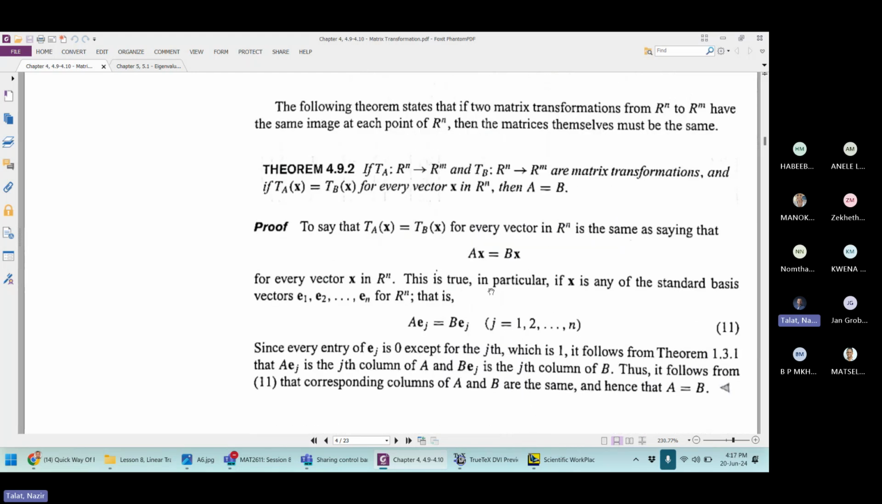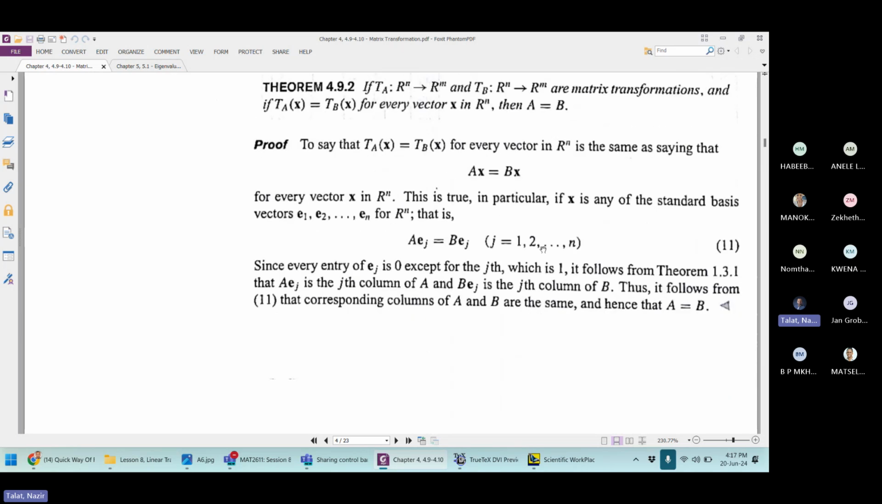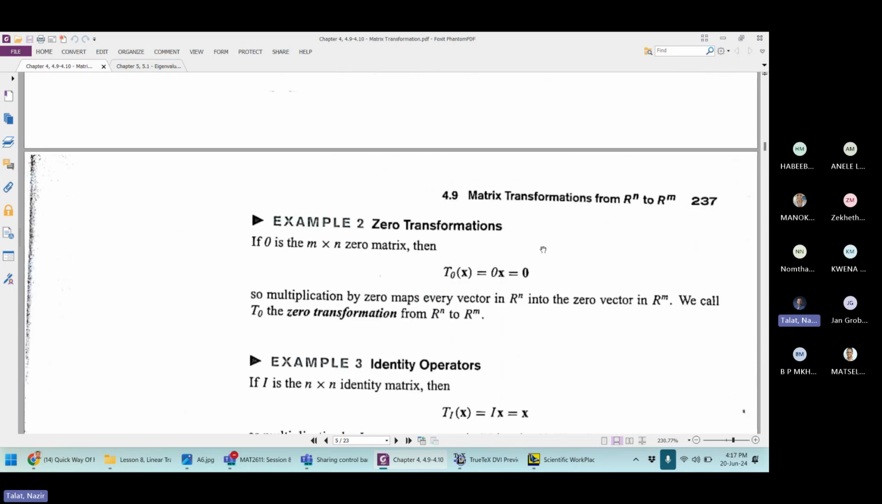We can also see that if T_A is a transformation from Rn to Rm, and T_B is also a transformation from Rn to Rm, so these are two matrix transformations, and suppose that both are equal, then the matrices inside are also the same. Like if T_A equals T_B, then A equals B. For both entities, they must have the same and unique matrix.